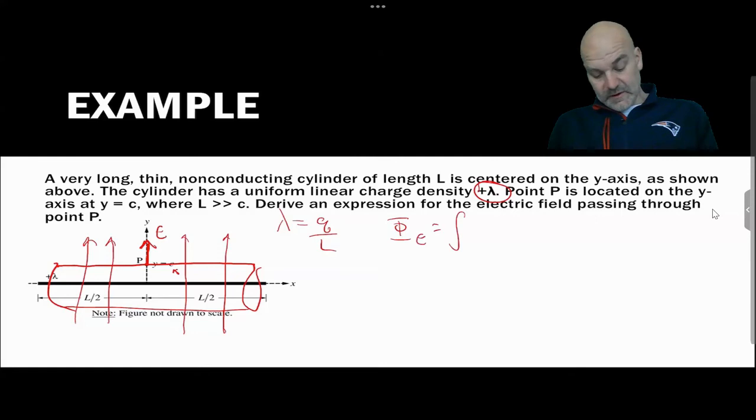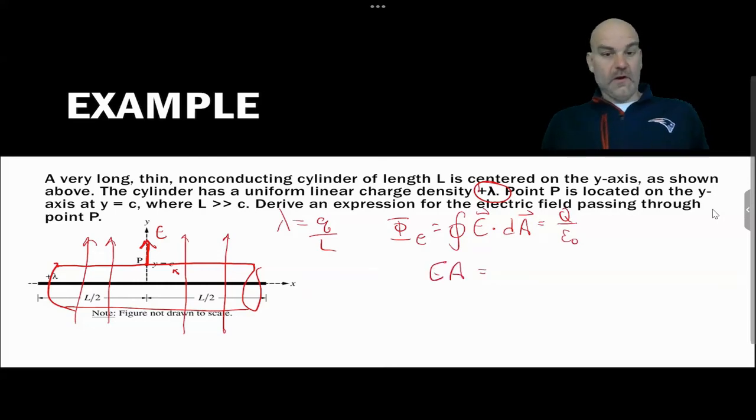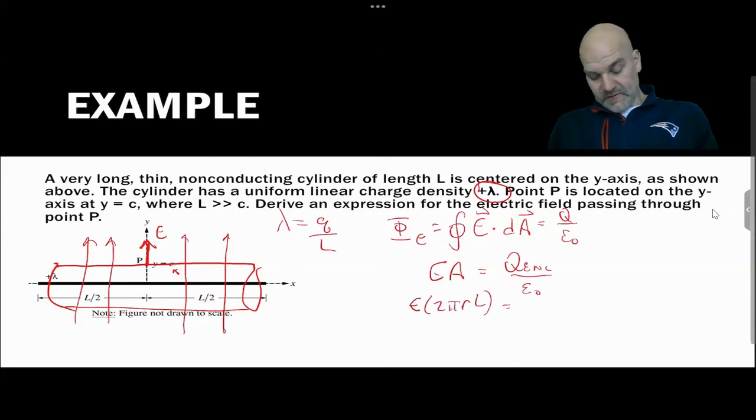So again, we're going to do our electric flux equation. So it's going to be the integral of E dot dA, but we know it's going to be Q over epsilon naught. Again, derive an expression, and as it works out, in all cases here in AP Physics C, that integral is just going to be EA, right? And so we're going to say equals Q enclosed over epsilon naught. Well, the A is going to be our cylindrical piece, which is going to be 2 pi rL, so it's the surface area, and it's going to be Q enclosed over epsilon naught.